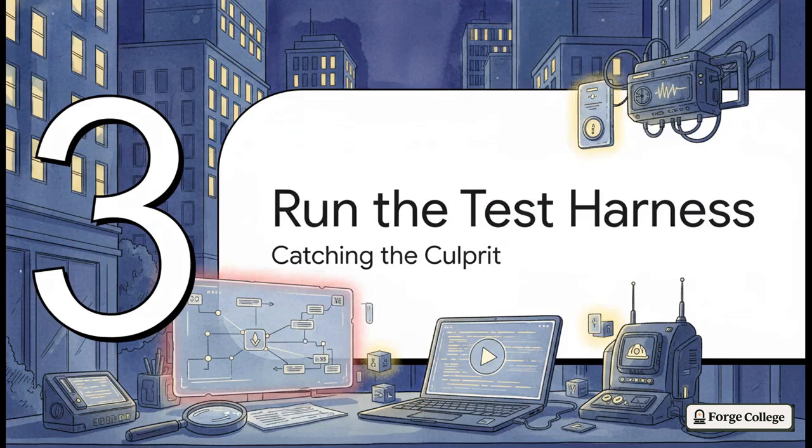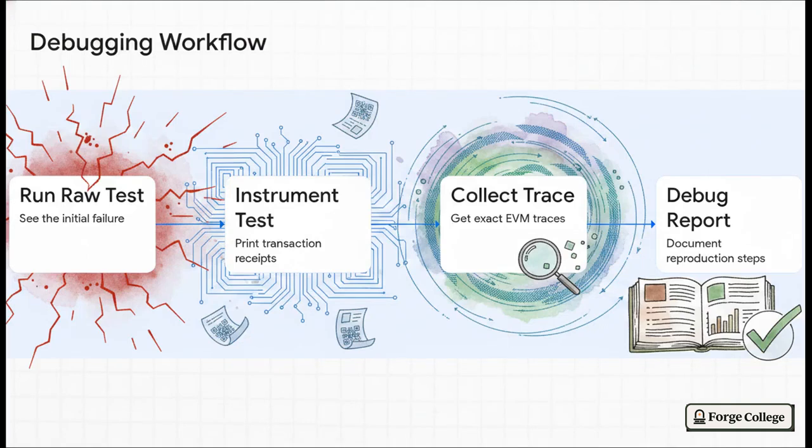On to Section 3, running the test harness. It's time to gather our tools to catch the culprit. Okay, so to systematically prove this flaw exists, we need our high-tech detective toolkit, which in this case is a tightly controlled Hardhat testing environment. Here's our strict four-step methodology.